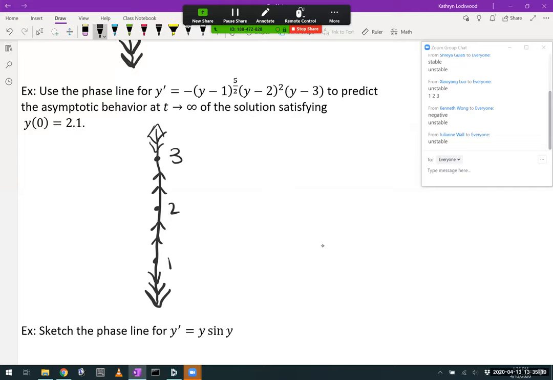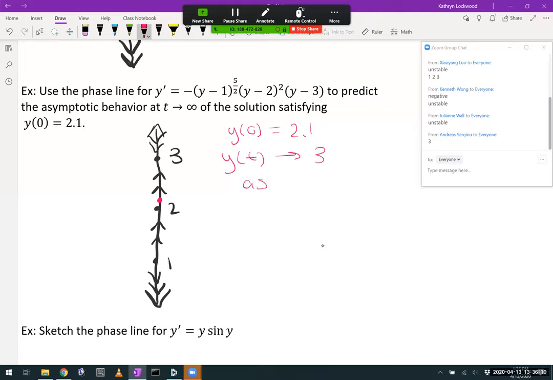All right, so now let's talk about a specific solution here. If we choose to let y of 0 be equal to 2.1, then we're starting off with y just about there at 2.1. And now if I let time run on and follow where that red point is going to go, where will it end up? Good, it's gonna go up to 3. I can follow the arrows, it's pointing up, the function's increasing, and then it's gonna hit the equilibrium and it can't cross that. It's a horizontal asymptote. So it's gonna stop at 3. y of t approaches 3 as t tends to infinity.